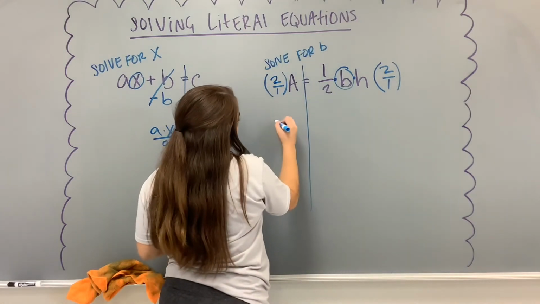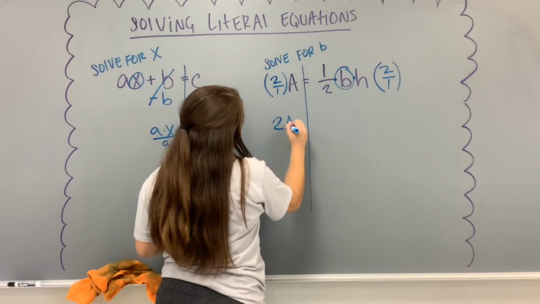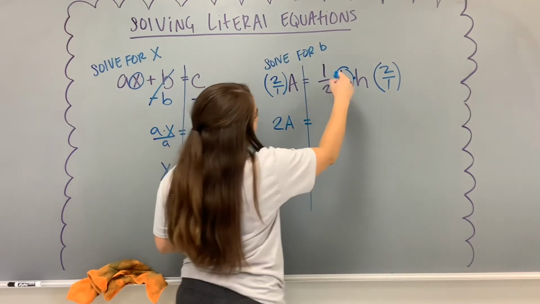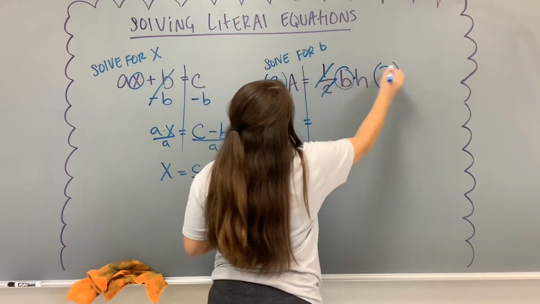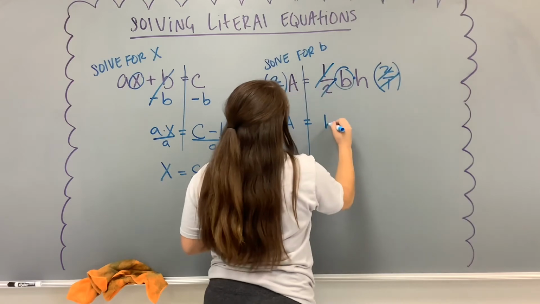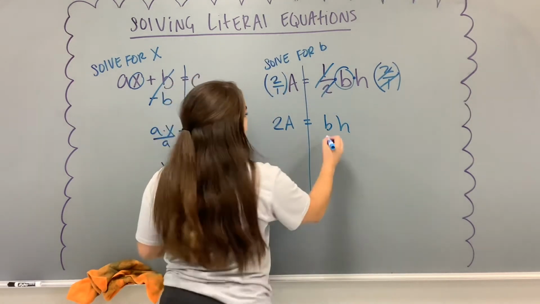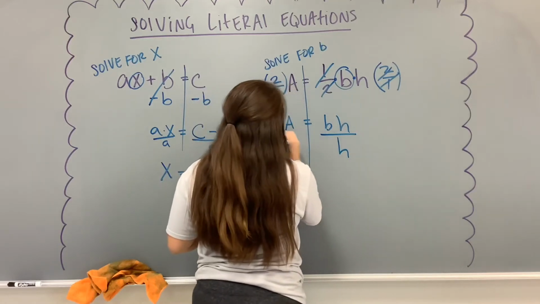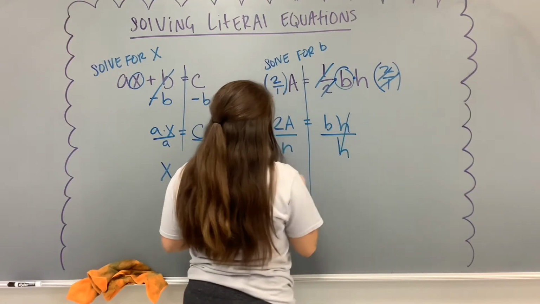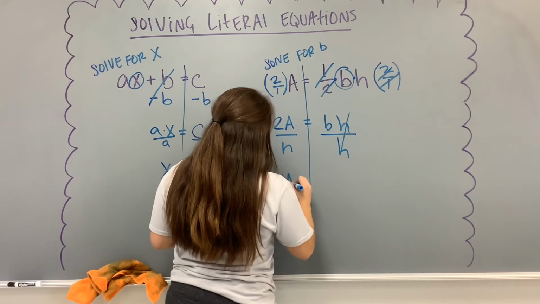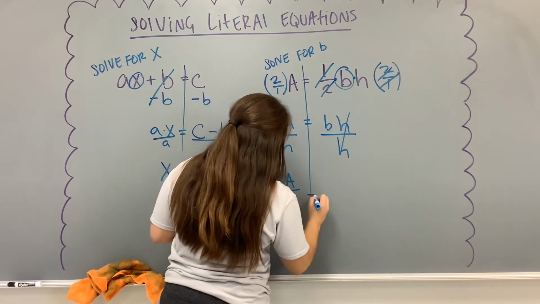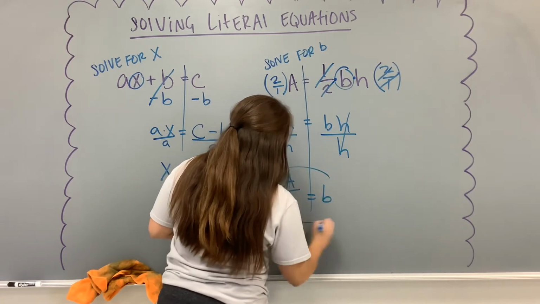2 times a is written as 2a. And then I'm left with this. This goes away. Remember that these made it cancel out. I'm left with b times h. We're still solving for b. B is not only by itself, so I'm going to divide by h on both sides. It goes away here. I am left with 2 times a divided by h equals b. That is my answer. I solved.